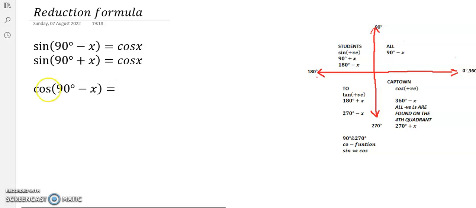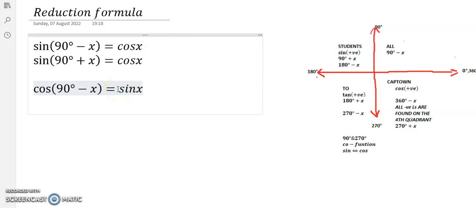Okay, here we have cos of 90 degrees minus x. 90 degrees minus is found on the first quadrant where all trig ratios are positive, then we will have positive trig ratio. However, because we are dealing with 90 degrees, the cos will change to be sine. Then here we will have sine of x.